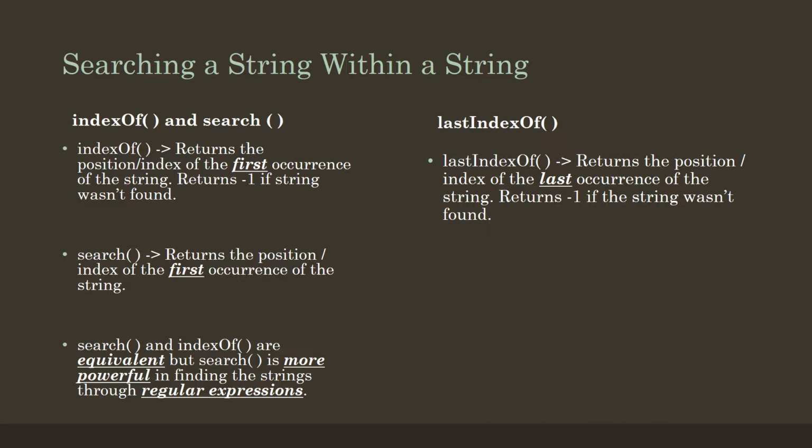Similarly, the search method also returns the position or index of the first occurrence of the string. Then what's the difference between these two methods? The difference is that search method is more powerful when we are finding strings through regular expressions. Regular expressions include flags such as /g and /i for case insensitivity, global match, etc. And we'll discuss about this later on. So this last method, lastIndexOf, returns the position or index of the last occurrence of the string, as is evident from its name. Otherwise, if it doesn't find a string, it will return -1.